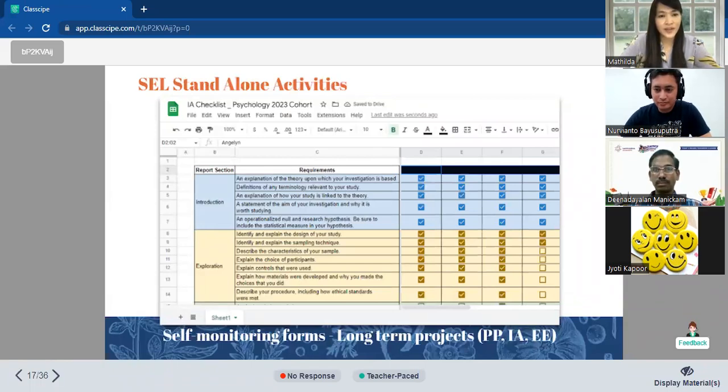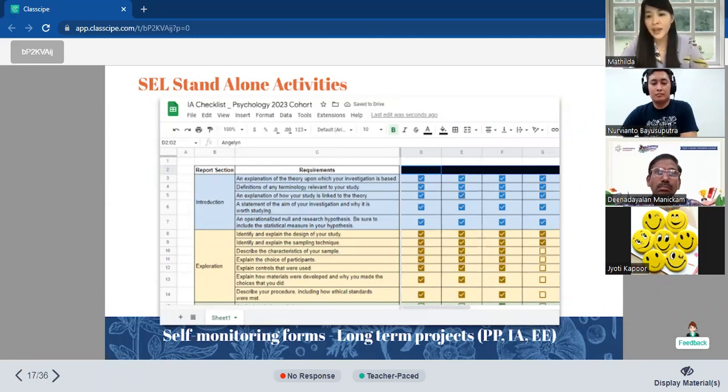Okay, this one is actually a self-monitoring checklist for my students' IA. So we use this checklist throughout the process of working on their IAs. When I first shared this Google Sheet with my students, I mentioned to them that this is also to practice your SEL skills, specifically self-management and responsible decision-making, that it will help you to manage your emotion better, because this checklist acts also as a guideline and a progress tracker.